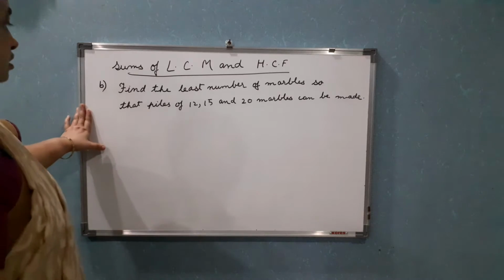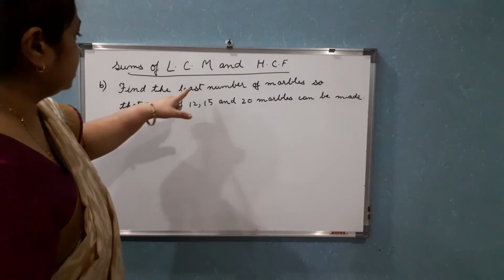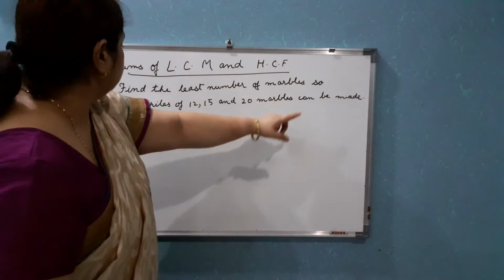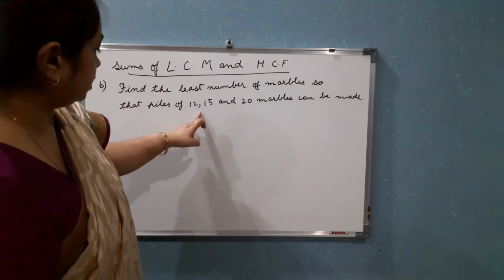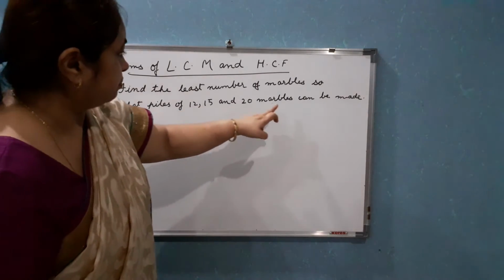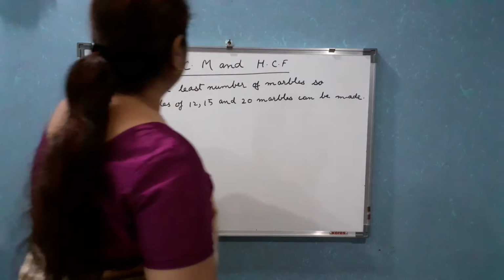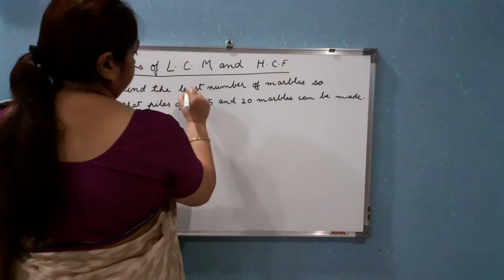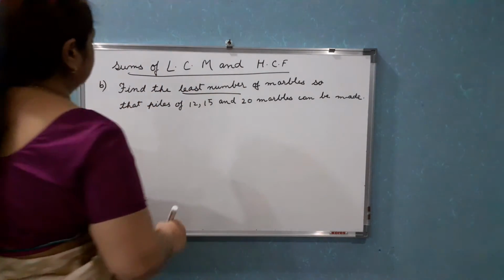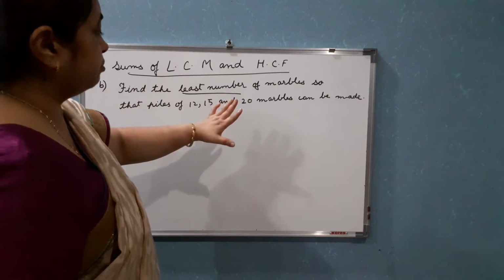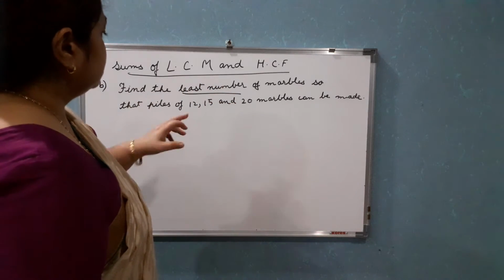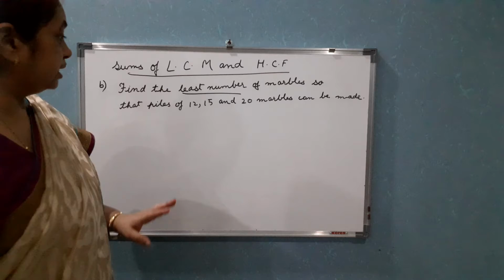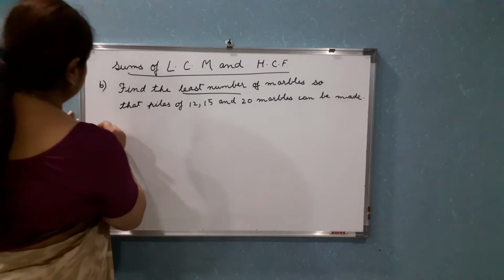Now look here, another question. Find the least number of marbles so that piles of 12, 15 and 20 marbles can be made. You have to find the least number of marbles. When there is mentioned least number of marbles, then you should know you have to find LCM. Okay? So solution.